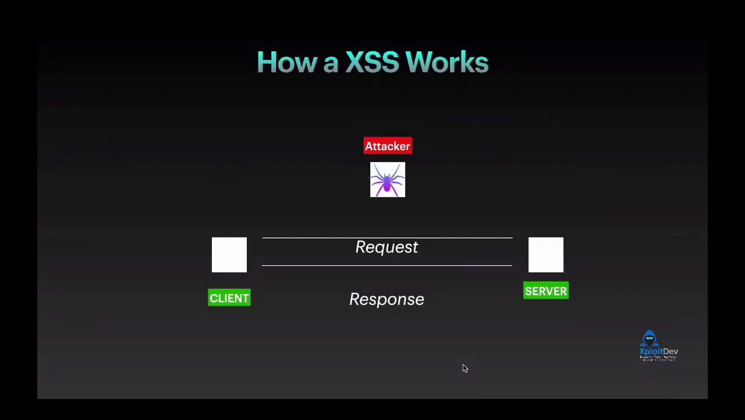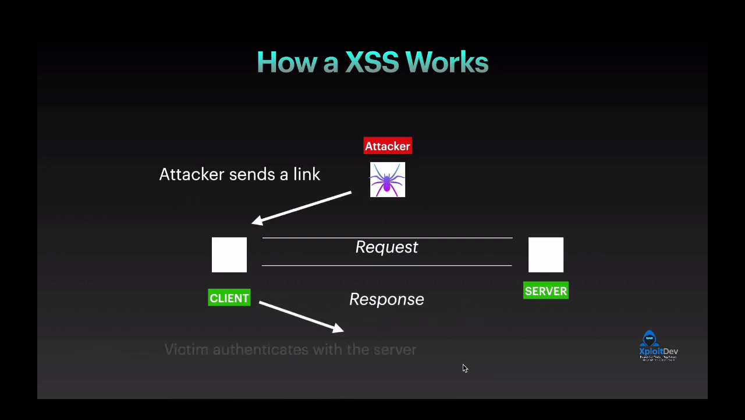XSS works. So here is an example through which you will understand how a basic XSS works. As you can see, there is a client on the left side, on the right side it is a server, and there is an attacker. So the attacker sends a link to the client. The client will click on that link, and the client or the victim will authenticate with the server. Remember, the link contains the malicious payload.